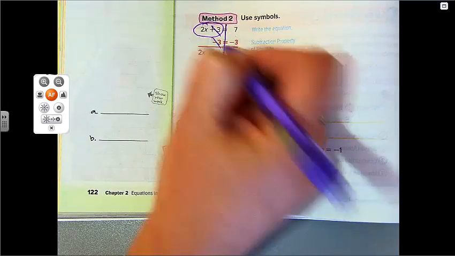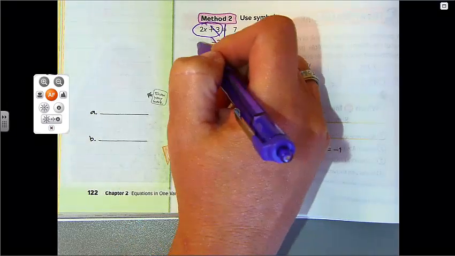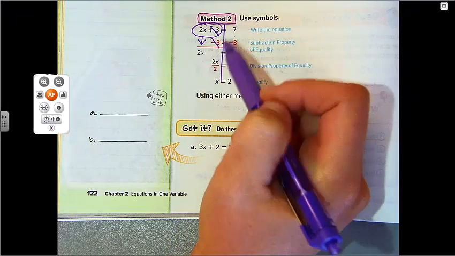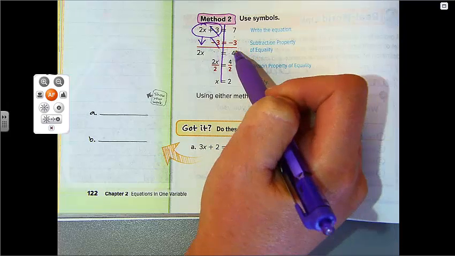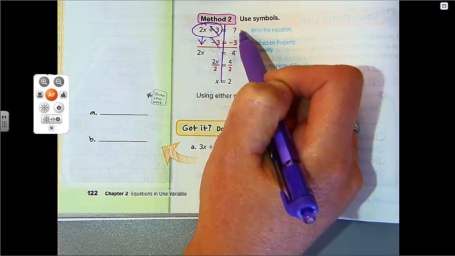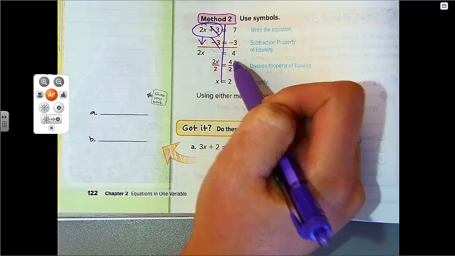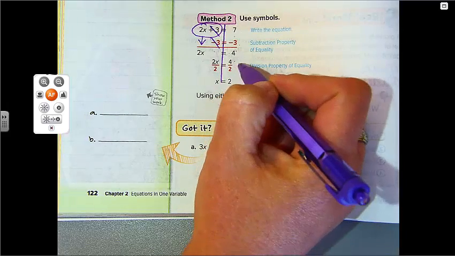So my 3's are now gone, and I'm left with this 2x on this side. Hopefully you remember that whatever I do to one side of the equation, I must also do to the other side. So I started with a 7. When I subtract 3, I end up with a 4. So now I have 2x equals 4.